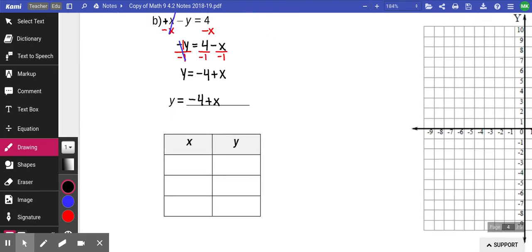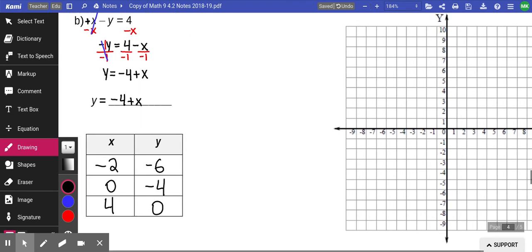We'll do some input values, output values. This time I'm going to do -2, 0, and let's do 4, just for fun. So if I did an input value x equals -2, it'll give me a y value of -6. If I did an input value of 0, -4 plus 0 is -4. If I did an input value of 4, -4 plus 4 is 0.